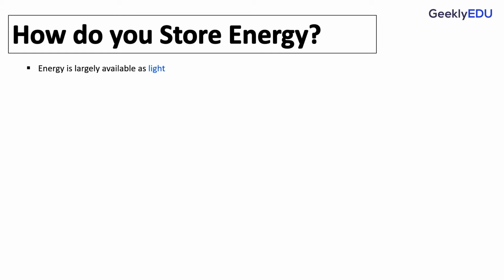So energy on Earth is available from the sun. The sun gives you all the energy, so it's available as light. But how do you store this energy? You use it to form chemical bonds. You use it to energize electrons and form bonds.